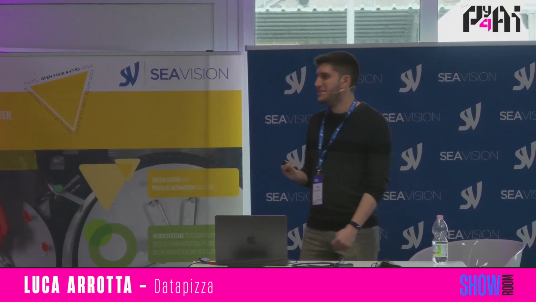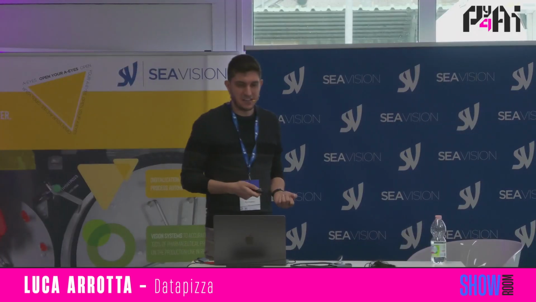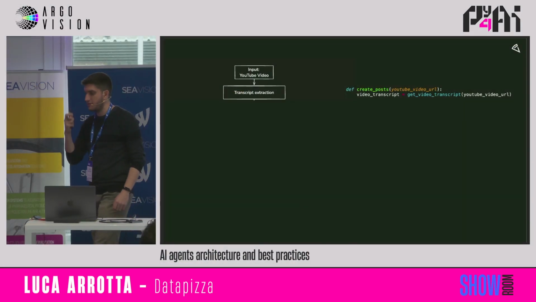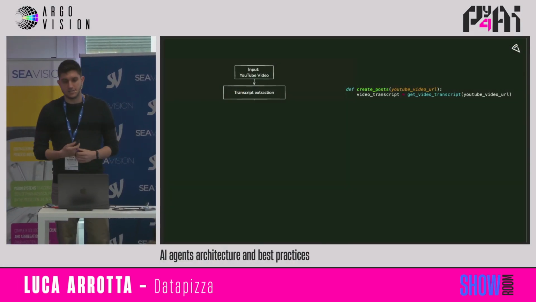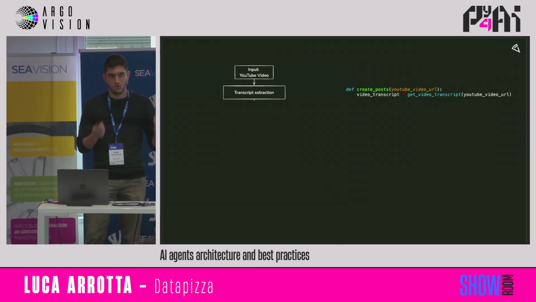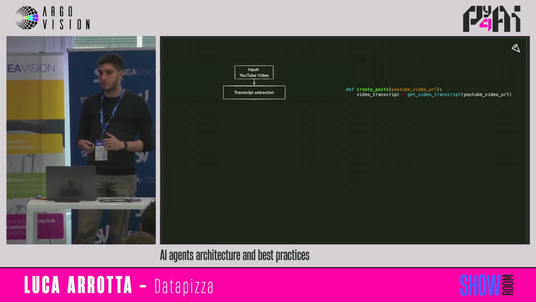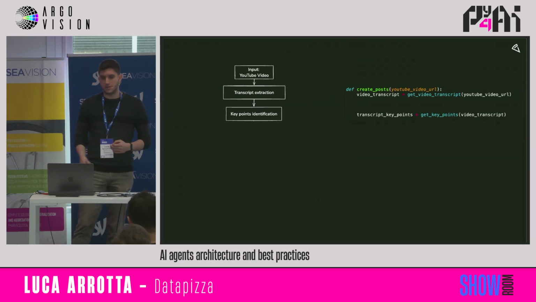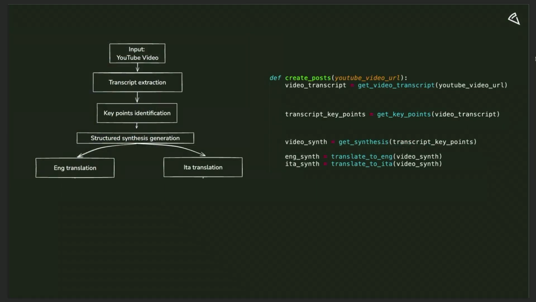Don't worry, don't worry. So you start from a YouTube video in French. The first thing to do, okay, you call a Python function, and the first thing to do is to call an AI model that generates a transcript from the video. Okay, this is the first step that you need to implement. Then you have to identify key points from the transcript. Then you can generate a synthesis. And then in parallel, from the synthesis, you can translate the French synthesis into English and then into Italian.